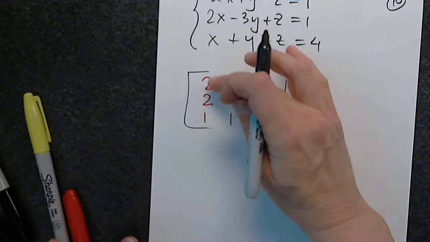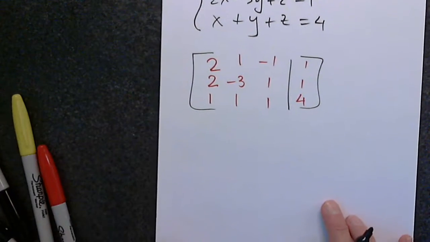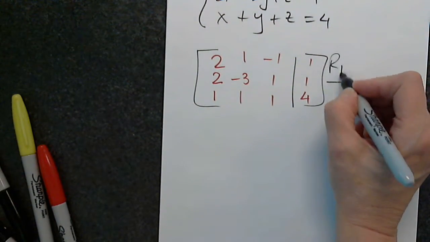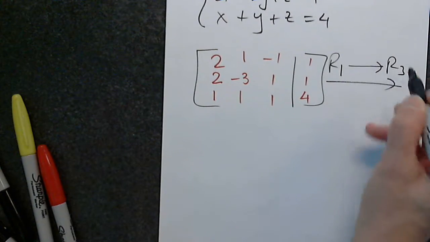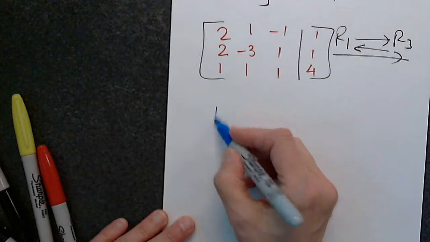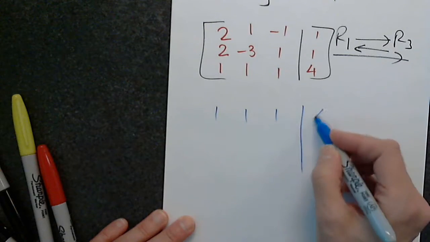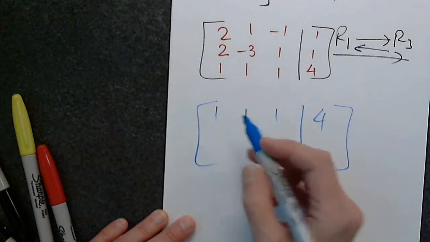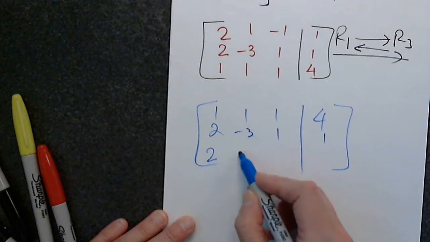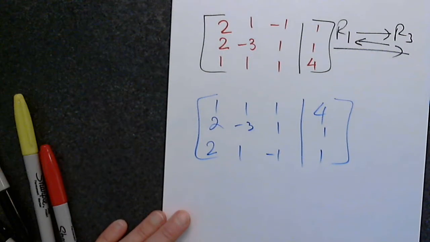What do you think? How do we get a 1 here? Yes, I will make row 1 into row 3 and row 3 into row 1. That's the easiest thing to do. Just swap. So we have 1, 1, 1, 4. 2, negative 3, 1, 1. And 2, 1, negative 1, 1.